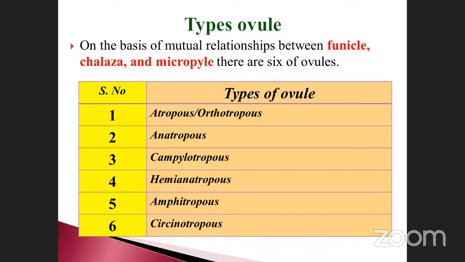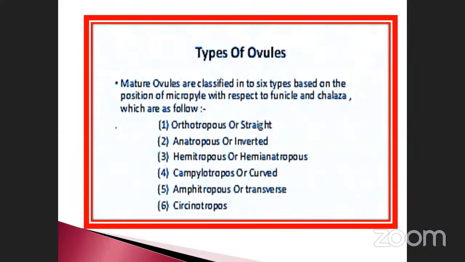One is atropous, otherwise called orthotropous. Then anatropous, campylotropous, hemianatropous, amphitropous, and circinotropous. These are the 6 types based on the arrangement of the funicle, chalaza, and micropyle. These 3 parts are very, very important; according to these 3 only, the 6 types of ovules exist.